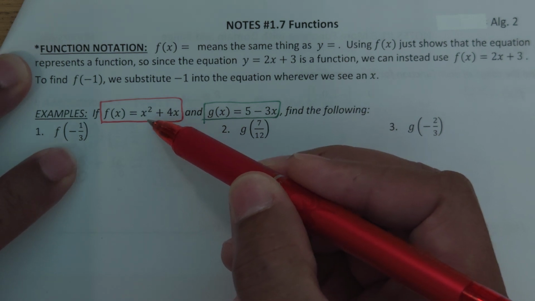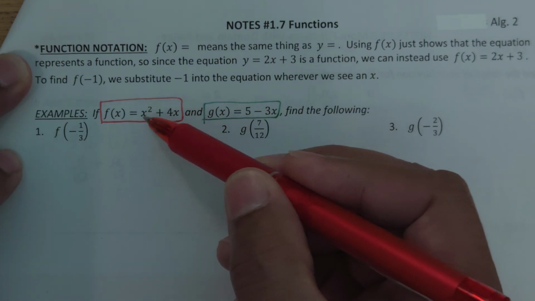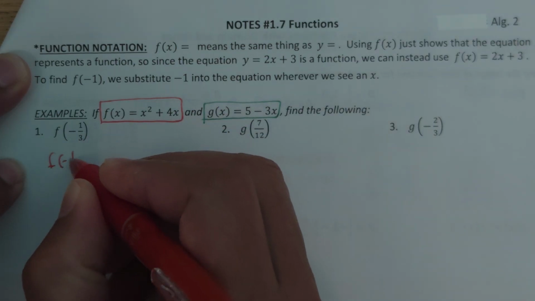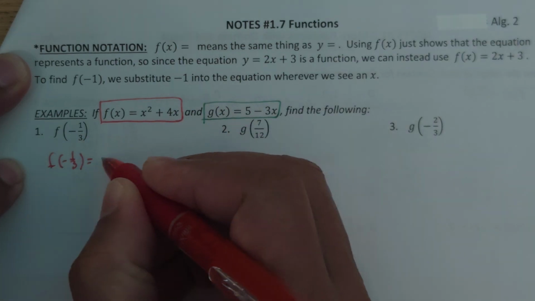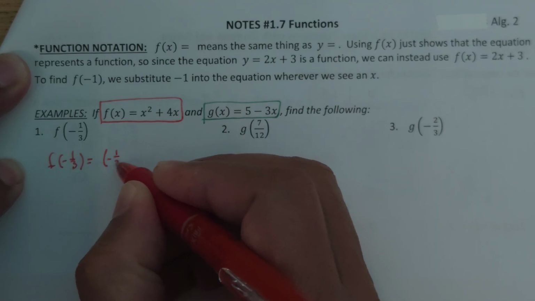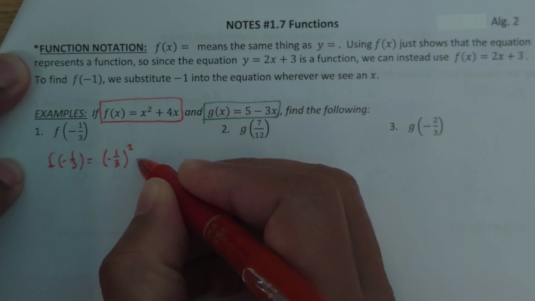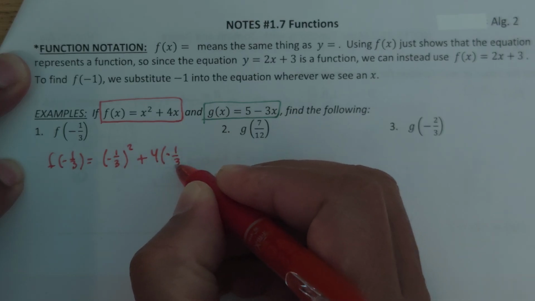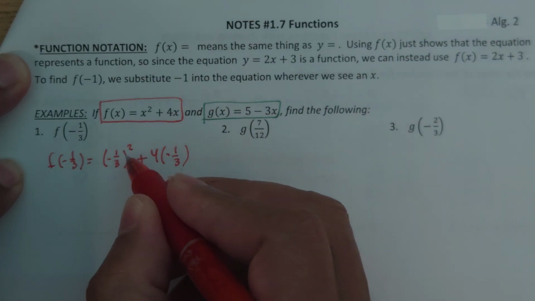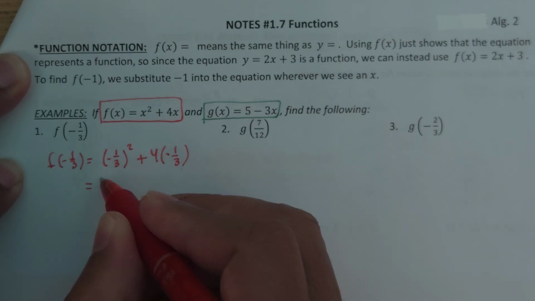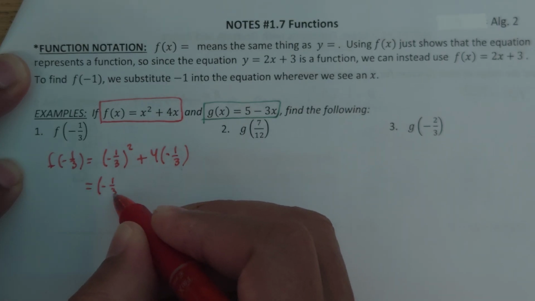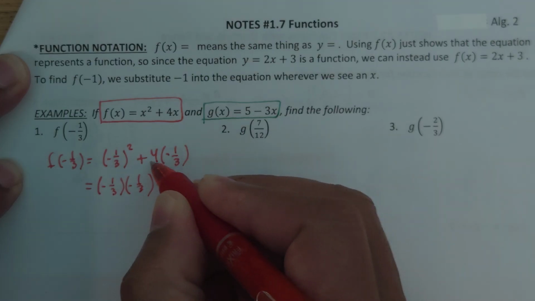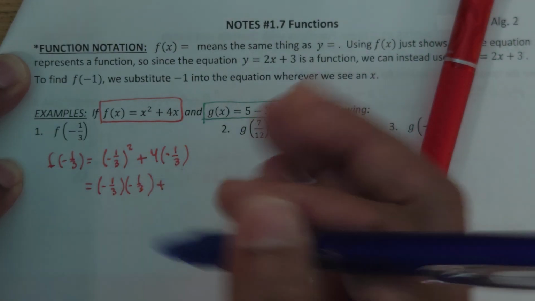So for example, number 1 says find the value of y, which is f of x, when x is equal to negative 1/3. So what I'm going to do is substitute here. So f of negative 1 over 3 is equal to negative 1 over 3, close the parenthesis, squared, plus 4 times negative 1/3. Okay, so then here you're multiplying a negative times a negative, which means you're multiplying negative 1/3 times negative 1/3. And then plus, this is like saying 4 over 1, right?